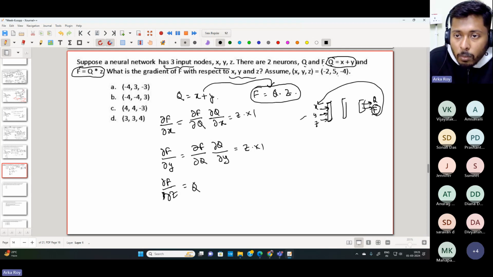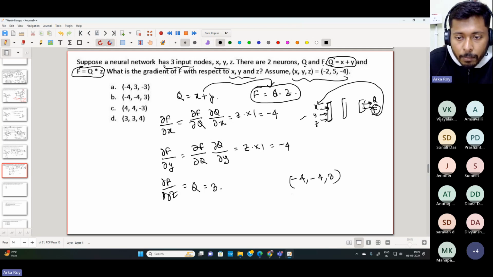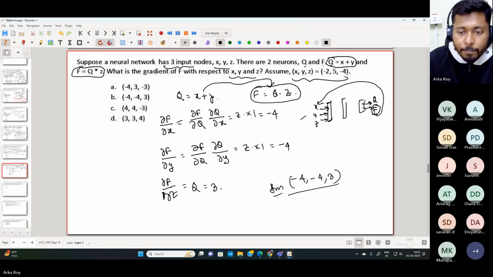So what is the z value? The z value is -4. In the question they have given these values of x, y, z. So z is -4, and q is x plus y, so -2 plus 5 equals 3. So your final answer will be -4, -4, 3. So option B satisfies this: -4, -4, 3.